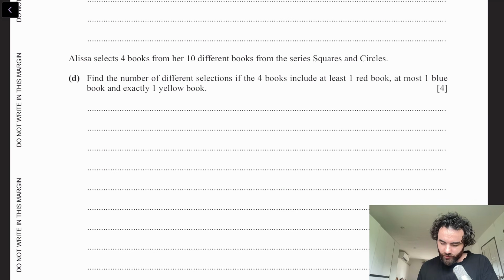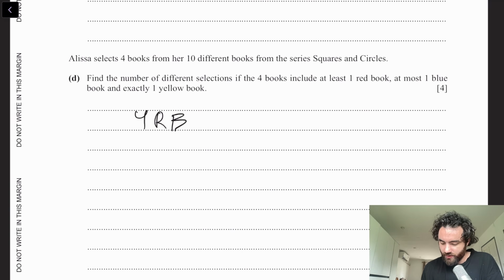Elisa selects 4 books from her 10 different books from the series. Find the number of different selections if the 4 books include at least 1 red book, at most 1 blue book, and exactly 1 yellow book. Okay, we're selecting 4. What different ways can this happen? So yellow, we have to have a yellow. And then we include at least 1 red, and at most 1 blue.